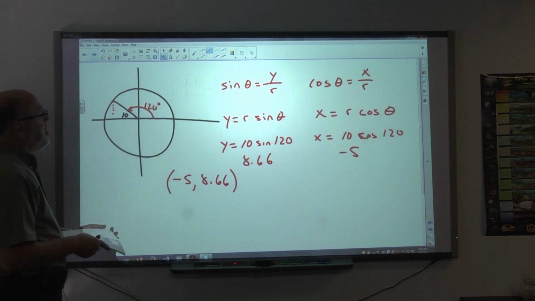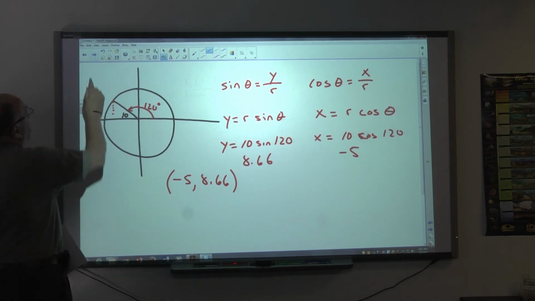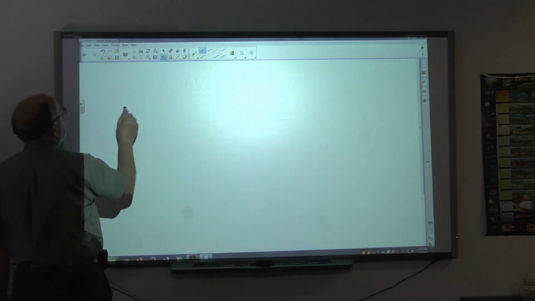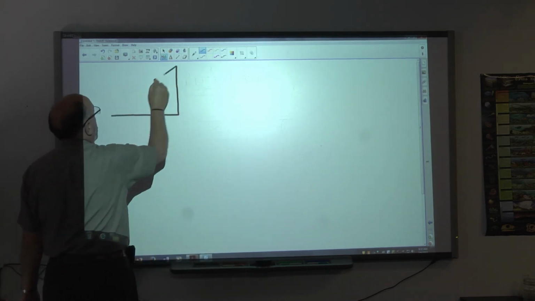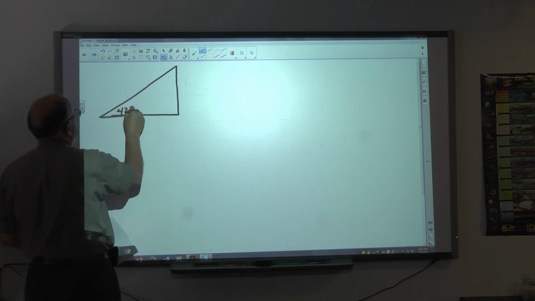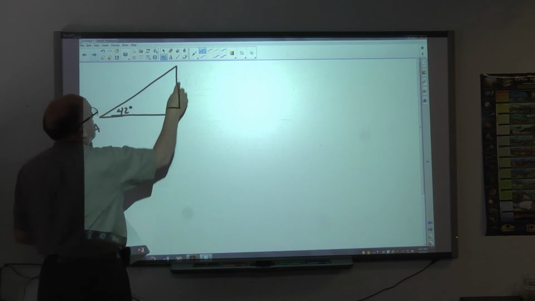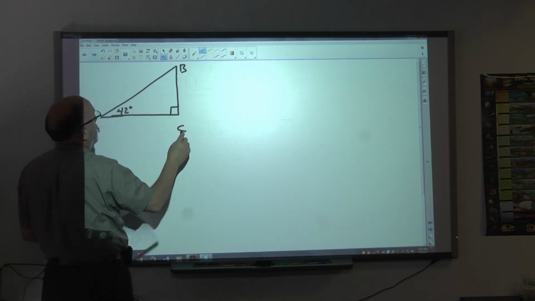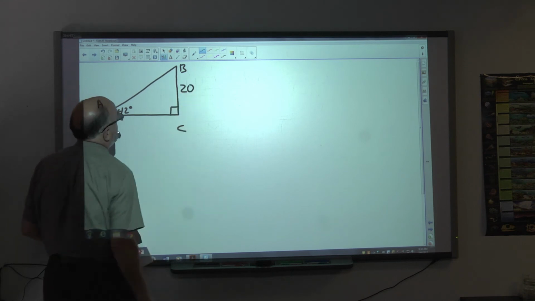So let's use these to answer some questions about a right triangle. Let's say we have a triangle. Okay, so this is 42 degrees. Let's say this is A, this is B, and this is C. That's my right angle. And this is 20, right?